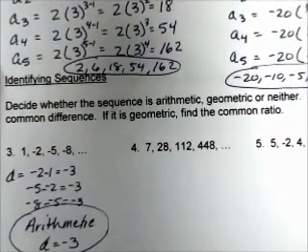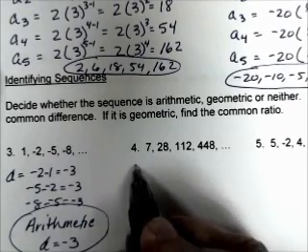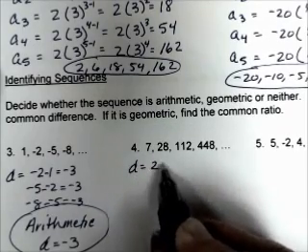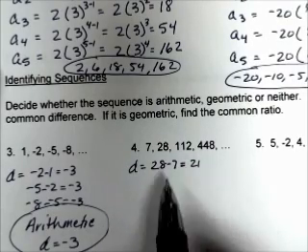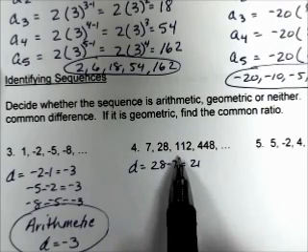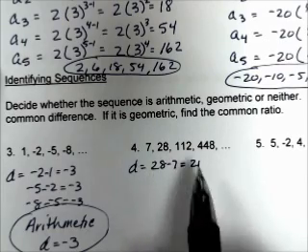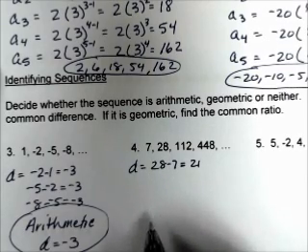Okay, so let's try 4. Is there a common difference? The difference between 28 and 7 is 21. Nope, no way is the difference between 112 and 28 the same. So it's definitely not arithmetic.